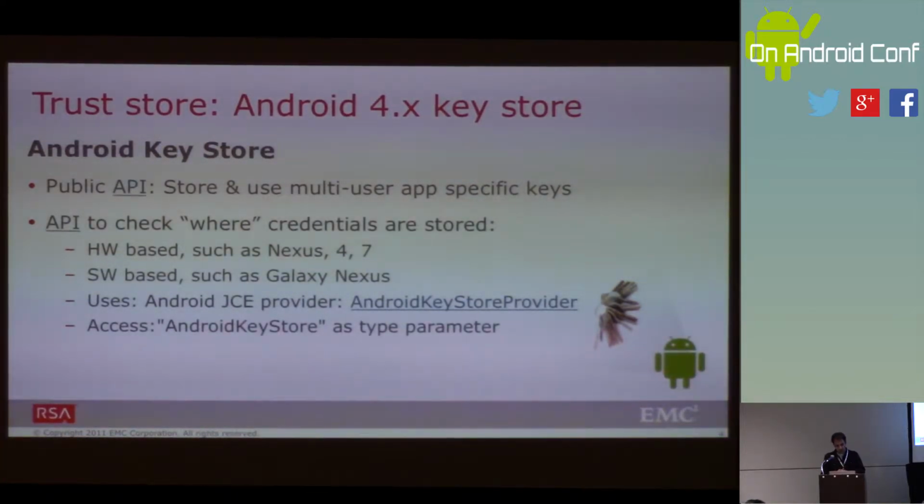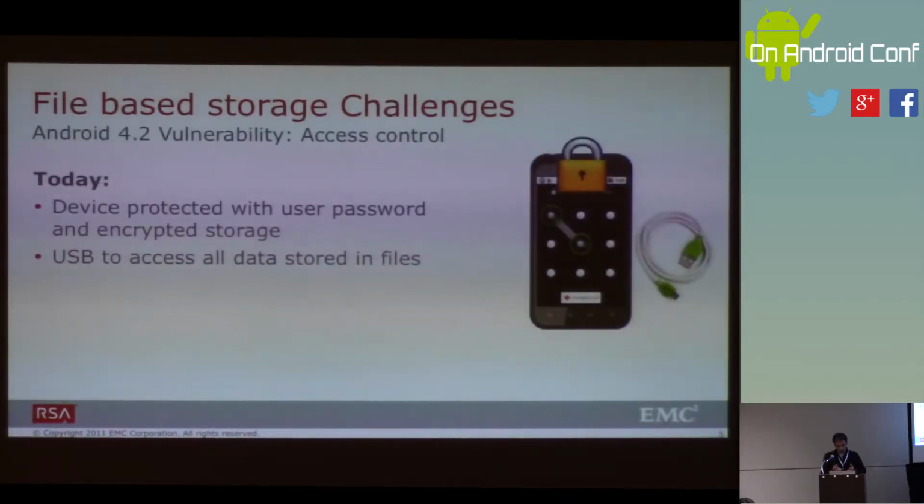So you can actually use the Android key store provider, the JCE provider, and then use Android key store as a type parameter, and then arrive at where the information is actually being stored. And that's important to some people, and it's a great way. As I said, it's been greatly improved and stabilized, and the features have been enhanced in 4.3.